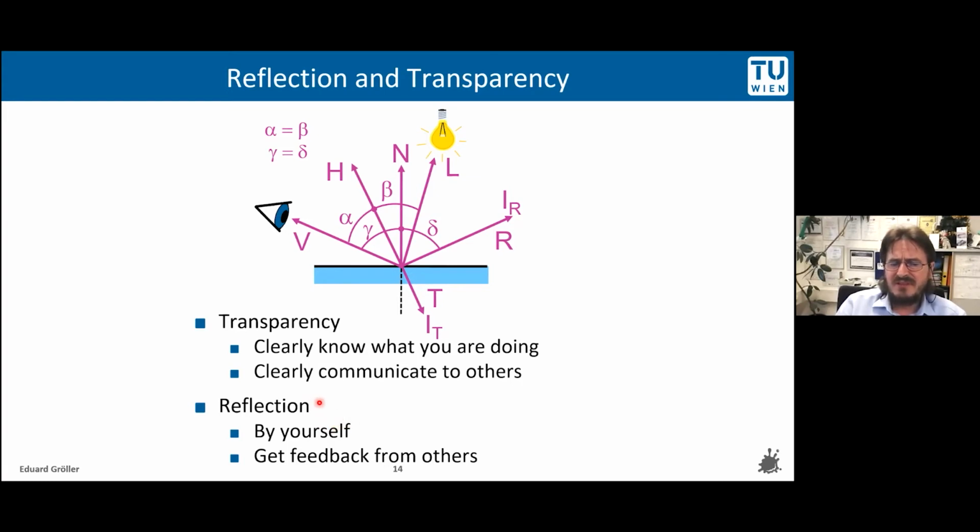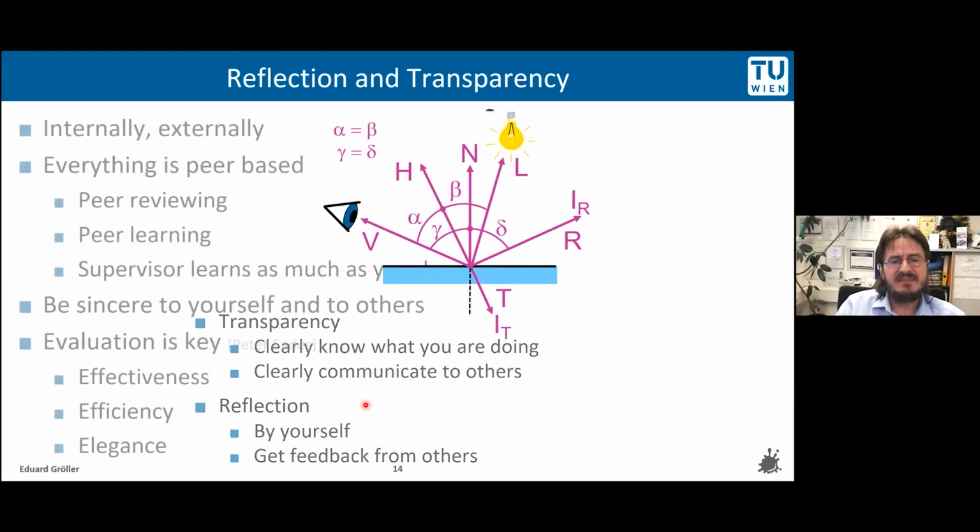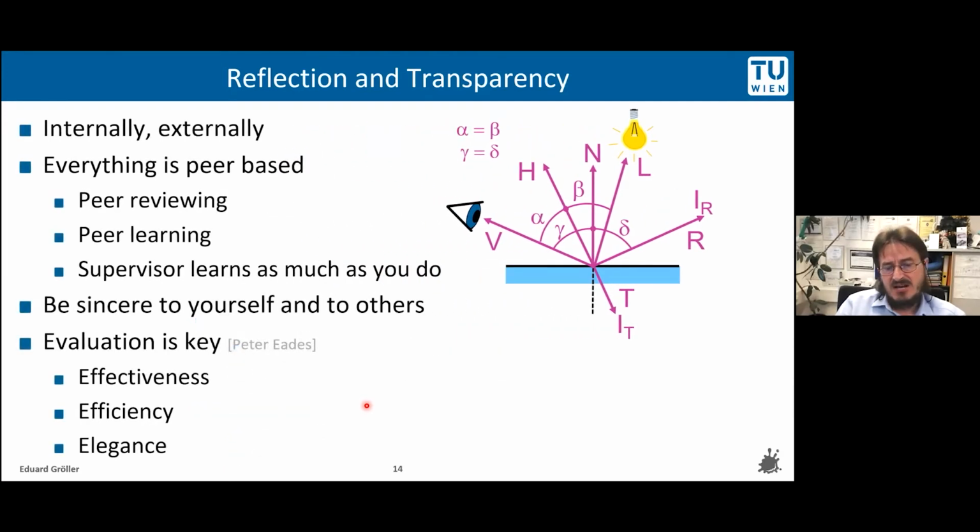And always think about, at some point you have to give a talk and you have to justify what you are doing. And if you have a problem in justifying why you selected a parameter or an algorithm, then this might be an indication that you should think about it a little bit more. So transparency and reflection is very crucial in this PhD definition. And it should be internal and external.